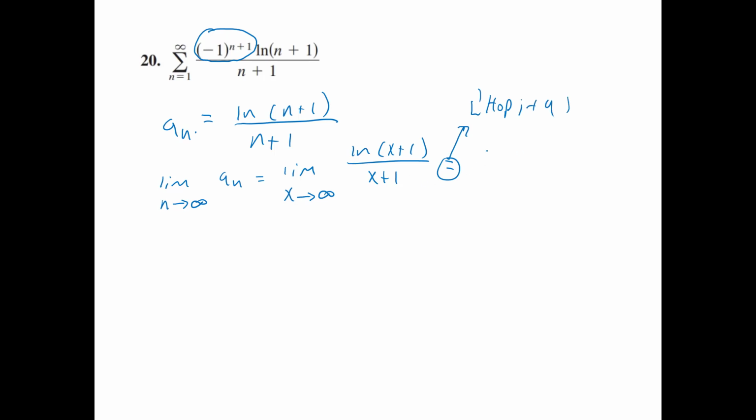We can replace this limit with the limit as x goes off to infinity of the derivative of the numerator. That's a composition, so it's 1 over the inside times the derivative of the inside, but the derivative of the inside is 1, and the derivative of the x plus 1 is just 1. So this is it, and you can see that this is 0. So that then means that your terms go to 0, right? So we're good there. Next, we need to show that it's decreasing.